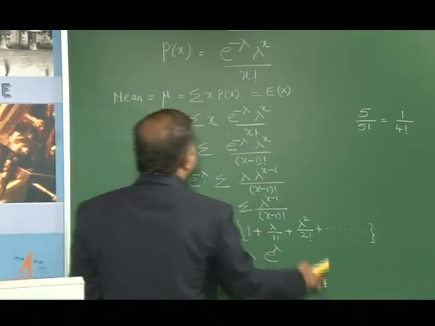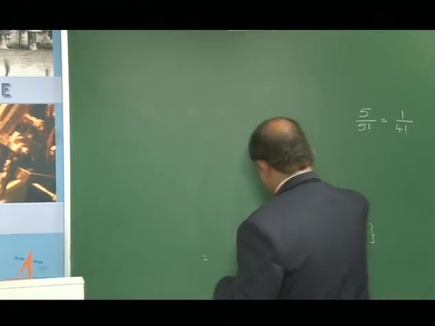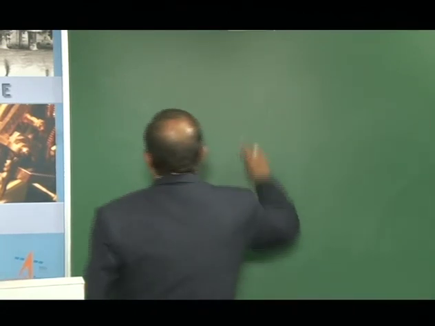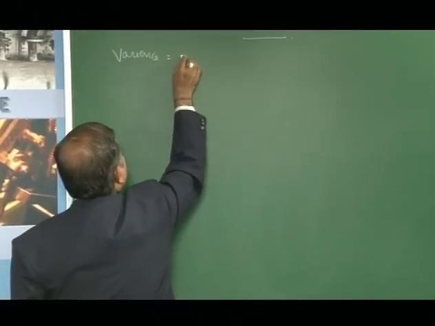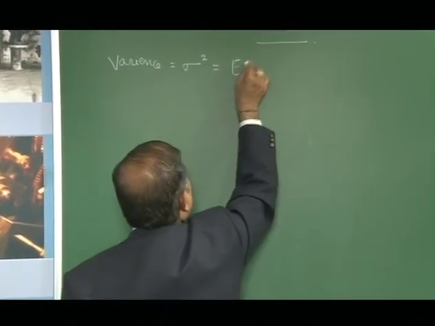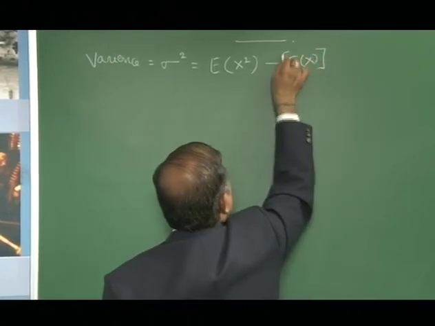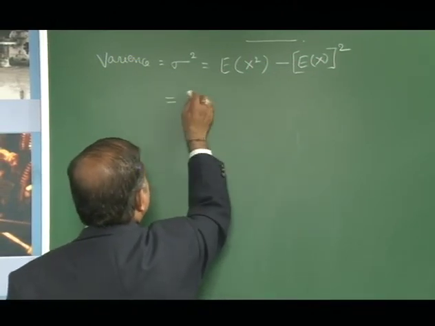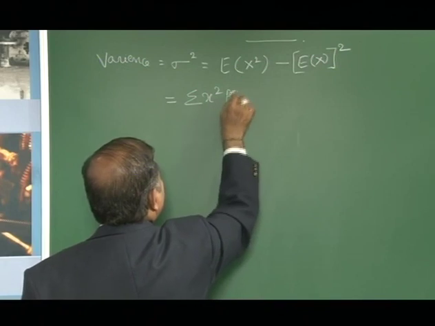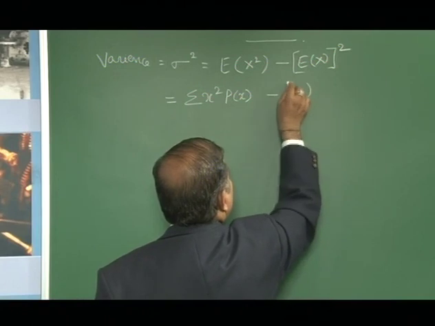Second one, I will take up the variance of the distribution. Variance, sigma square, E of x square minus E of x whole square. All these formulas in the last class we have given. What is this? E of x square, summation x square p of x, minus, already I got E of x, which is lambda, whole square.